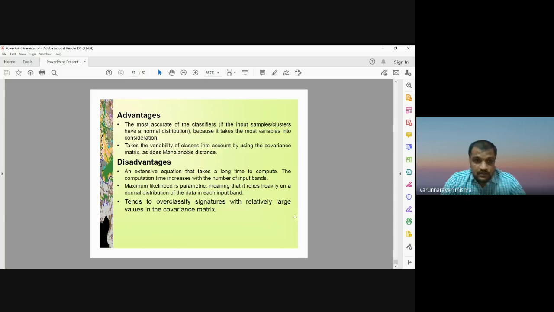The advantage of the maximum likelihood classification method is that it is the most accurate of the classifiers because it takes the most variables into consideration. It takes the variability of the classes into account by using the covariance matrix, as does the Mahalanobis distance. The disadvantage is that it is an extensive equation that takes a long time to compute. The computation time increases with the number of input bands. Maximum likelihood is parametric, meaning that it relies heavily on a normal distribution of the data in each input band. It tends to overclassify signatures with relatively large values in the covariance matrix.